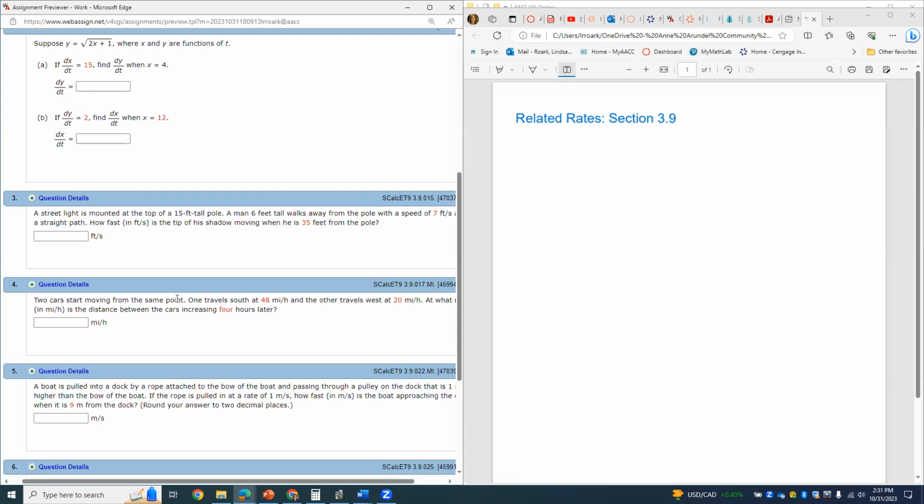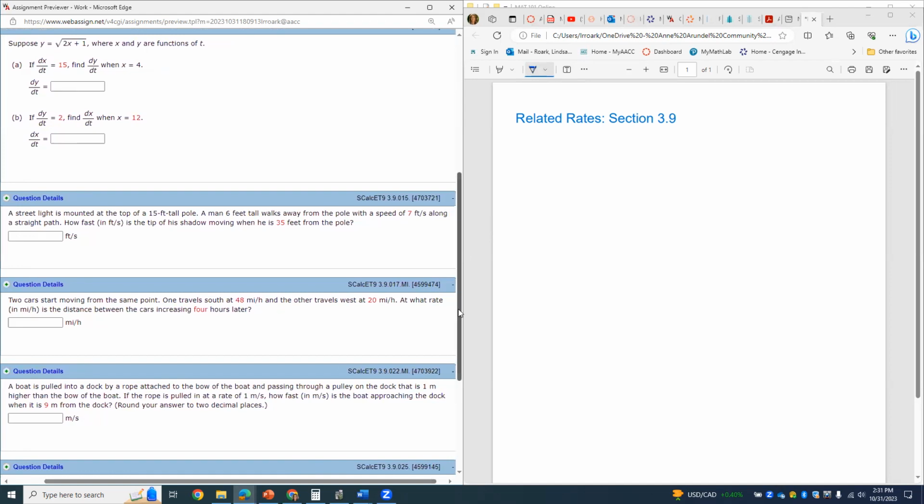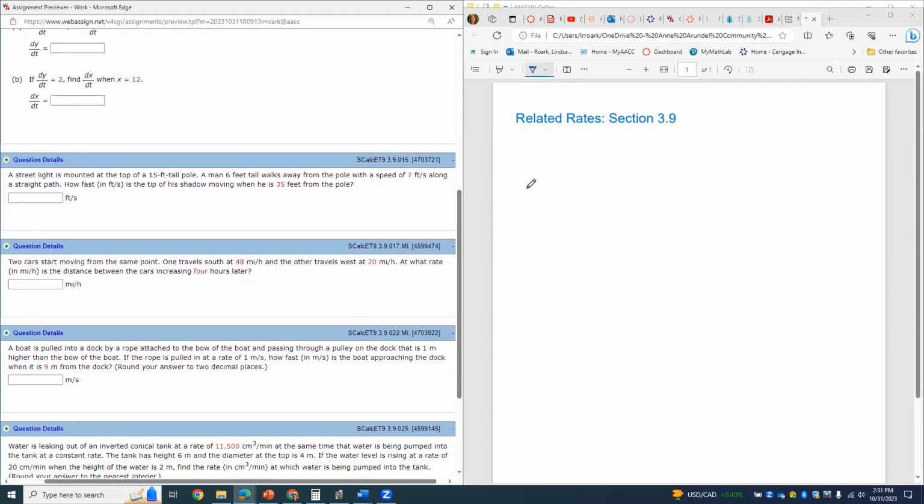Question number 3 is a doozy because there's a lot going on. I opened up this PDF to start writing what I would recommend, how I would work through this if it was my homework question. Question number 3: a street light is mounted at the top of a 15-foot pole. A man, 6 feet tall, walks away from the pole at a speed of 7 feet per second along a straight path. How fast, in feet per second, is the tip of his shadow moving when he is 35 feet from the pole? Okay, I want to break down everything they give us here because it's a lot.